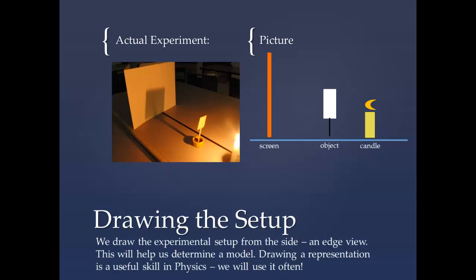We will draw this setup from the side, an edge-on view. This will help us determine a model. Drawing a representation is a useful skill in physics. We will use it often. So here's the actual setup, and our picture will show the screen, the object, and the candle.